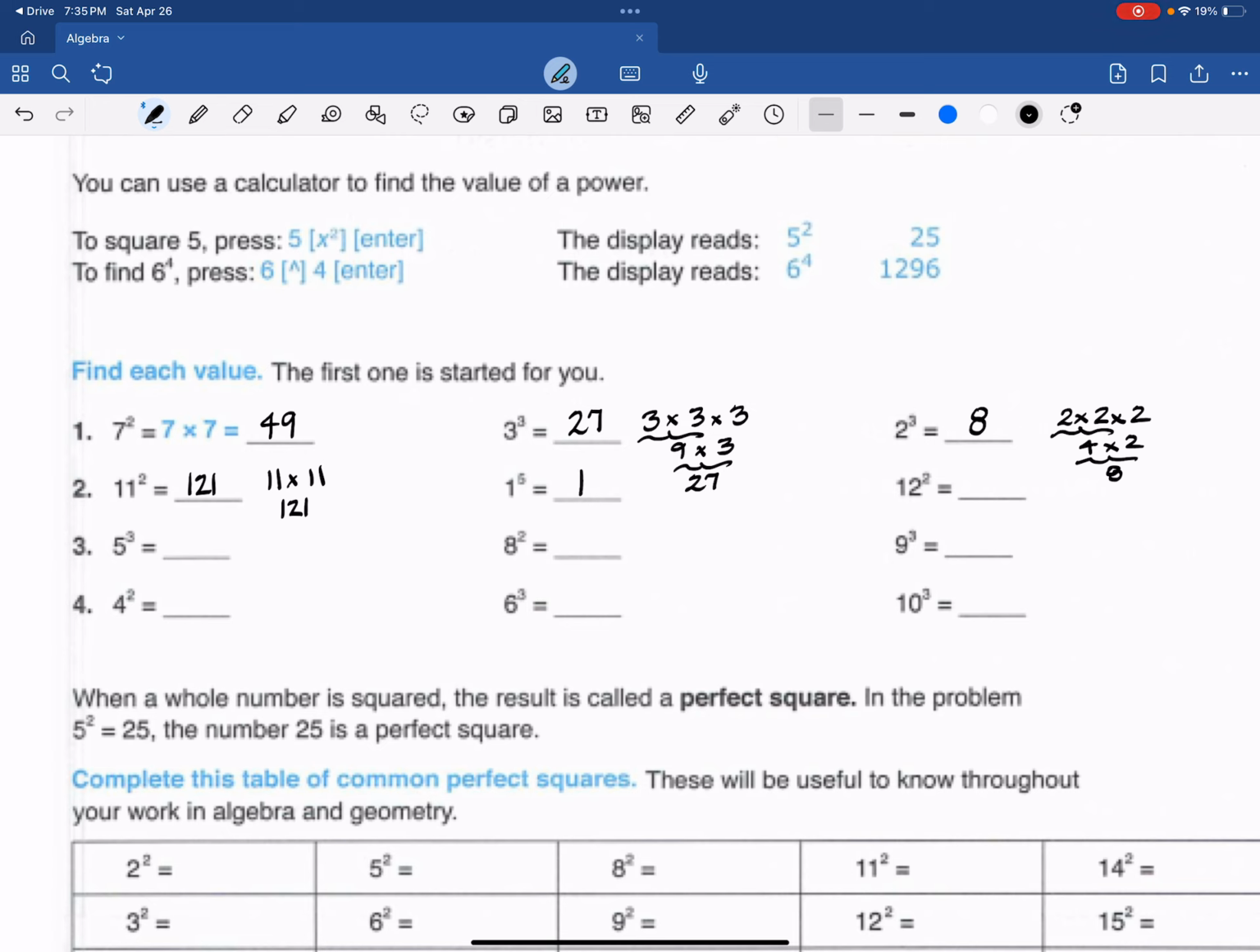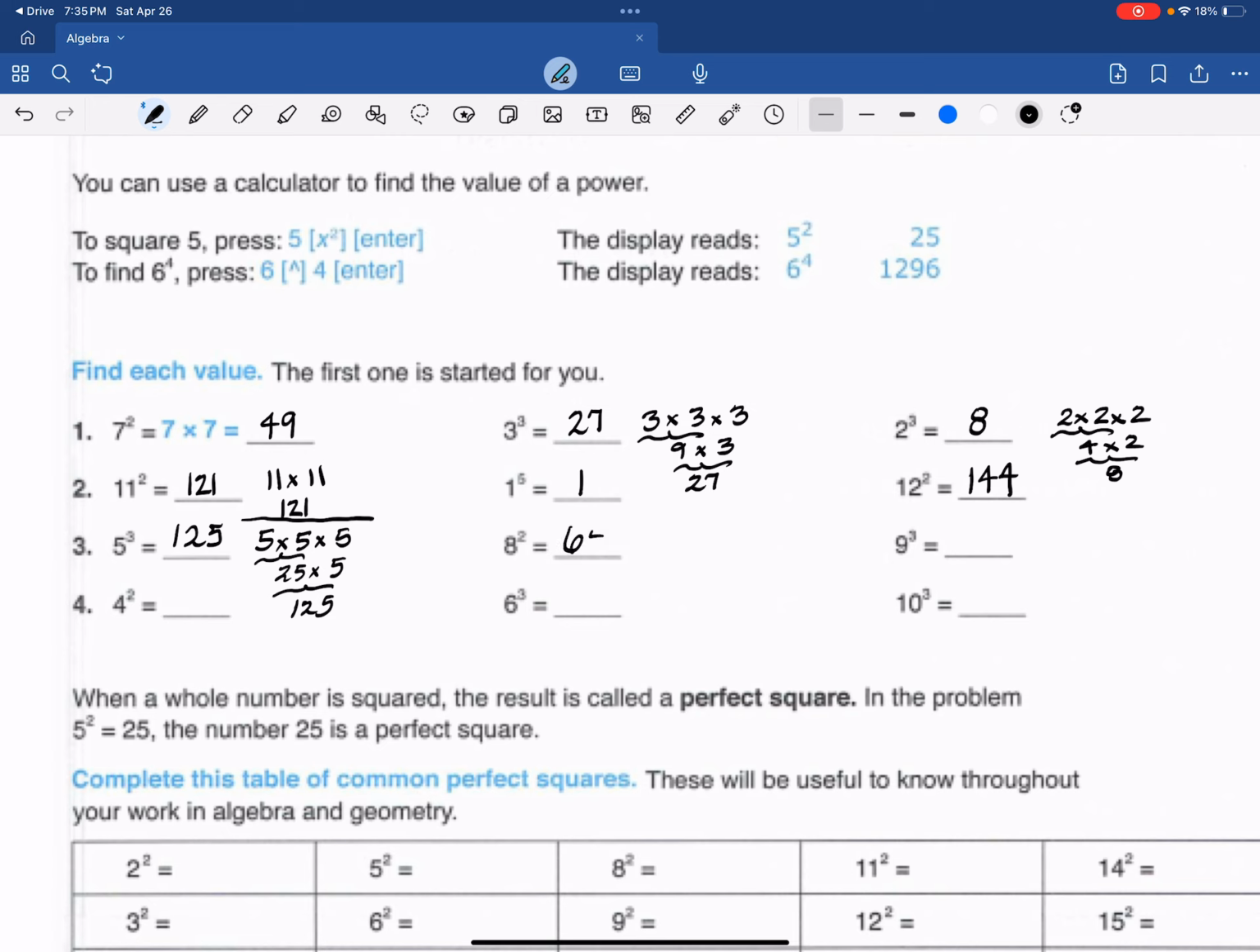1 to the fifth power is 1. Anytime the base is 1, the answer's 1. You don't even have to work it. 12 times 12 is 144. 5 times 5 times 5, we did that one up above, is 25 times 5. That's 125. So we would say 5 cubed is 125.